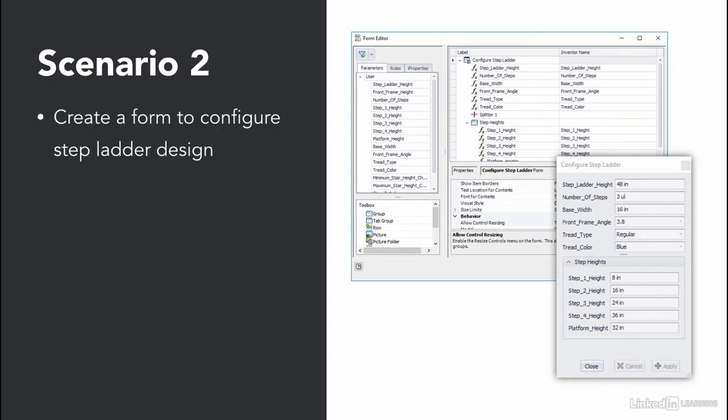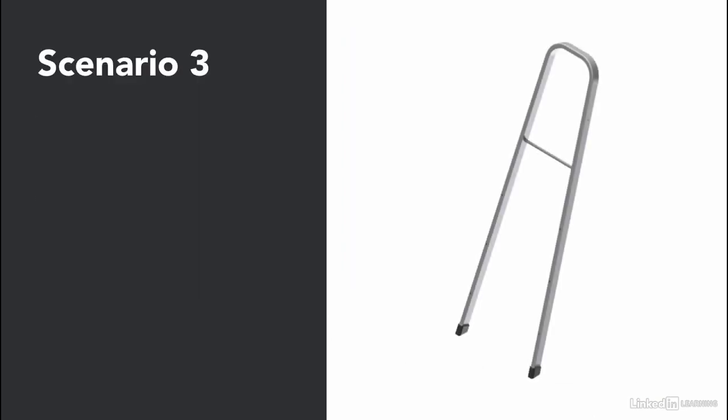And at the assembly level, we're going to create a form that lists all of the different options that our end user can choose between when they want to configure their own unique version of the stepladder. Then we're going to start creating the rules that are actually going to modify and change all the various components of our stepladder. In scenario three, we're going to update the front frame assembly so that it changes according to the parameters that our user puts in there.